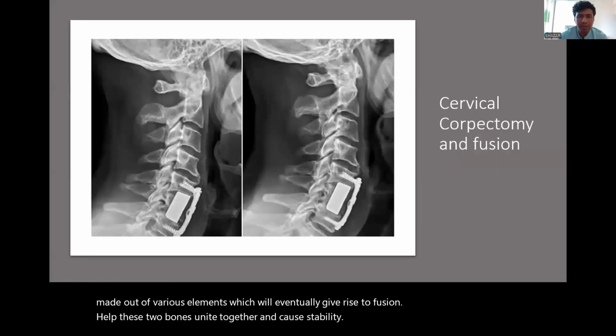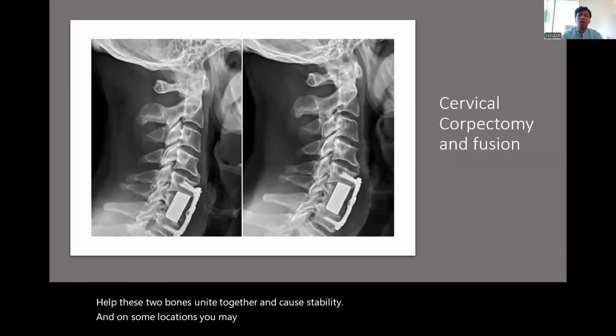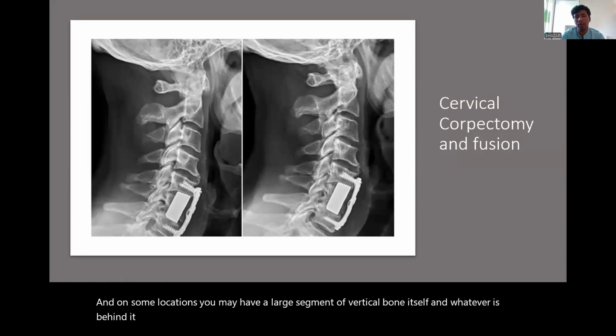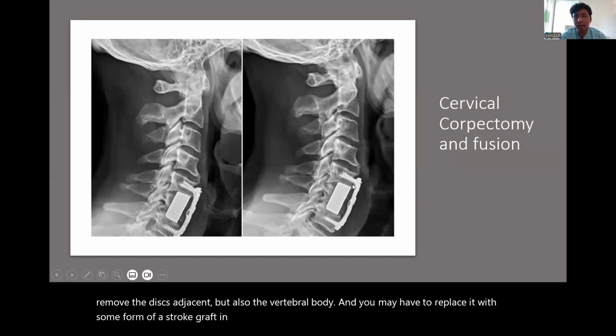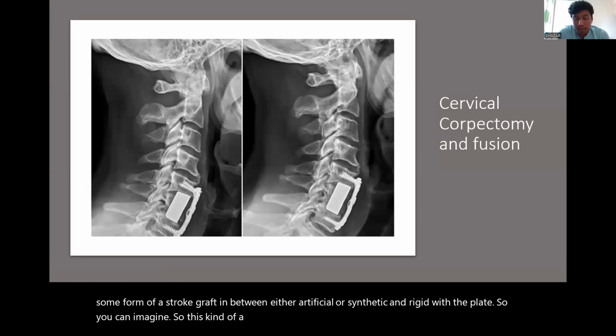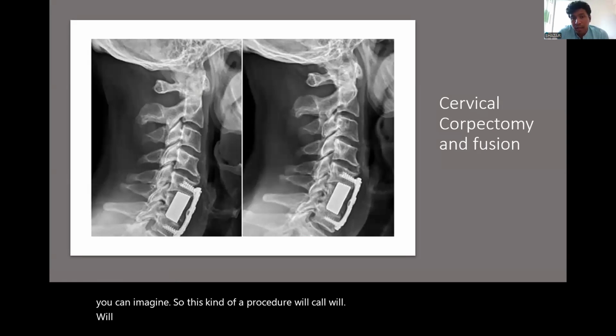And on some occasions, you may have a large segment of vertebral bone itself and whatever is behind it causing compression of the spinal cord, in which instance you might have to not only remove the discs adjacent, but also the vertebral body, and you may have to replace it with some form of a graft in between, either artificial or synthetic, and bridge it with a plate. So you can imagine, this kind of procedure will cause a lot of blood loss, and it may be a bit more significant in a patient who has diminished physiological reserves.